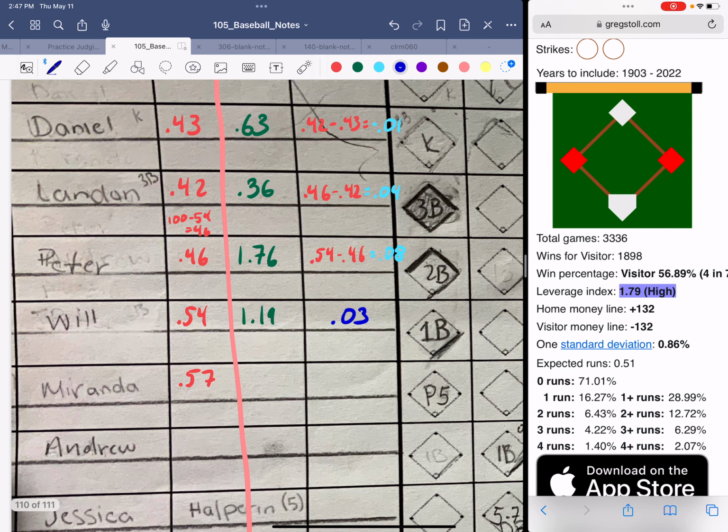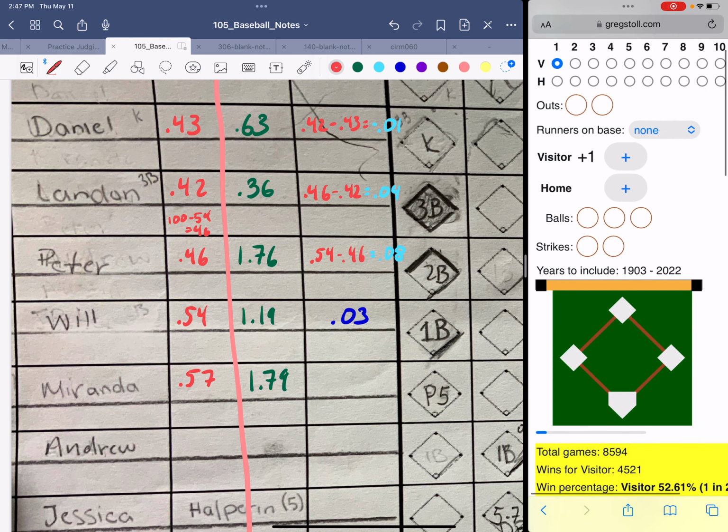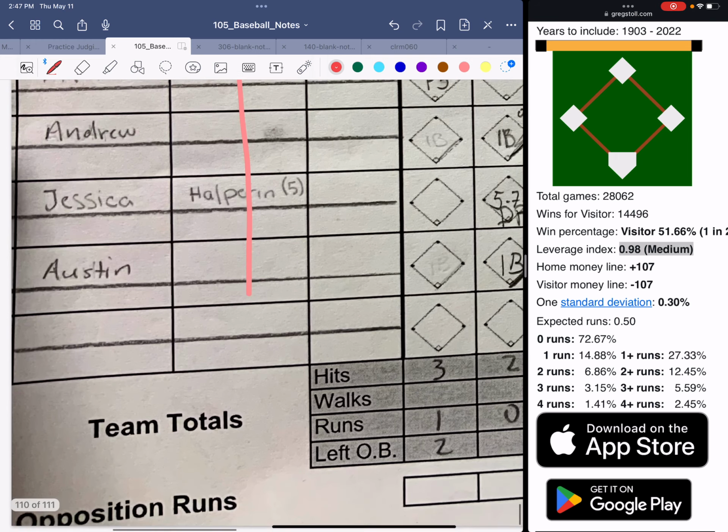Okay. Now, Miranda, some people were asking, what does P5 mean? P5 means popped out to the third baseman. So Miranda was in, well, we wouldn't call it high, but they call it a high leverage situation. Higher leverage situation for sure. What happened? Well, she popped out, so that means we have 3 outs, and we're now in the bottom of the inning. So what's the win percentage for the visitors now?